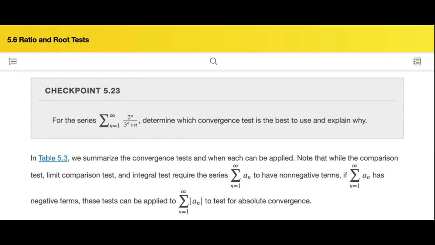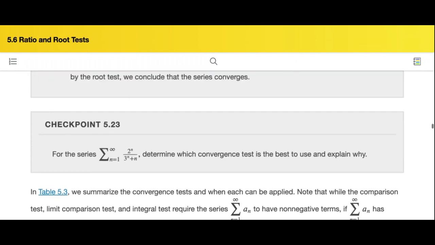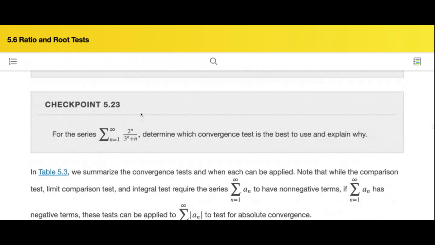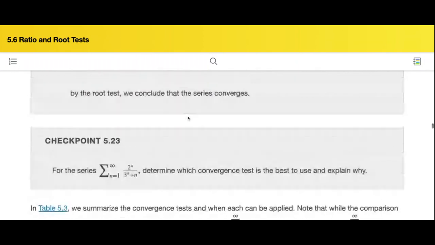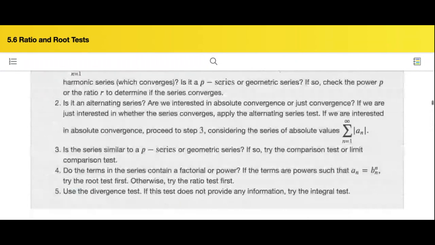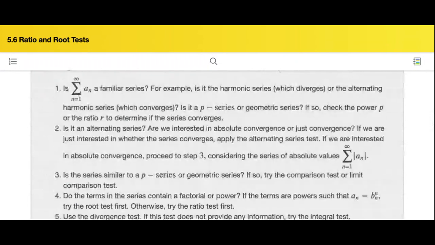Maybe just try different ones, right, because we still have time. We have a couple minutes. So try to do it yourself. Try to follow those steps actually. First remember this: the numerator is 2 raised by n. The denominator is 3 raised by n plus n, right? Maybe try to use these 5 steps.